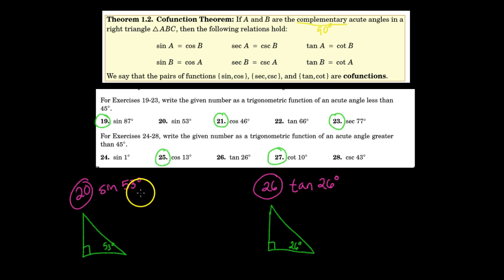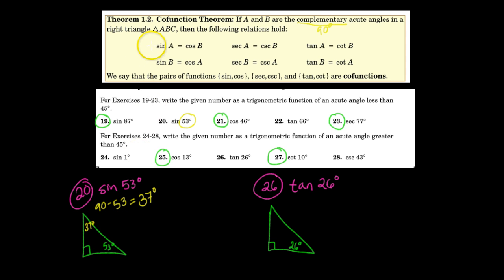So for instance, the sine of 53 degrees. You want to find this for these directions, and you have the ones that I circled, you have to do those. So for 20, you write the given number as a trigonometric function of an acute angle less than 45 degrees. 53 degrees is greater than 45 degrees, so we're going to find the cofunction, the function that is equivalent to this. So 53 degrees, remember to find the other angle, it's 90 minus 53 degrees, which would equal, if I do my math correctly, 37 degrees. So that means that this angle is 37 degrees, okay?